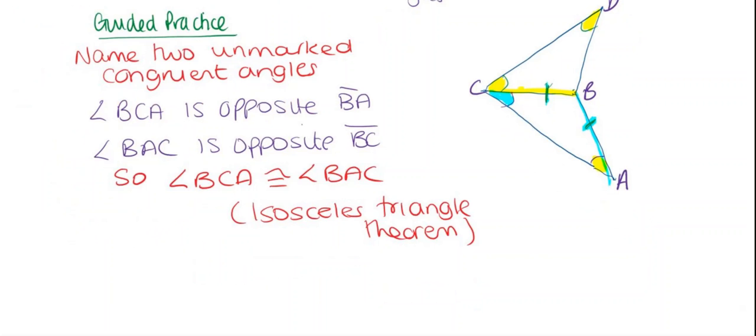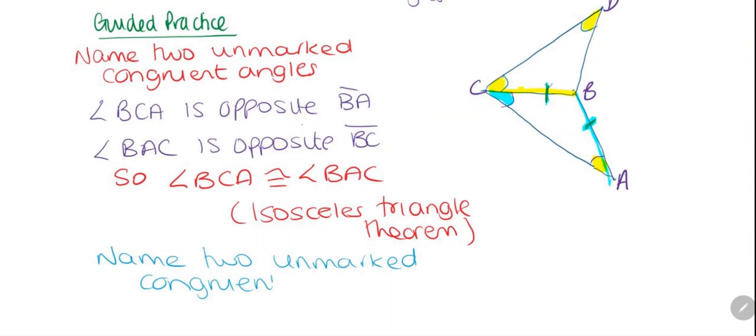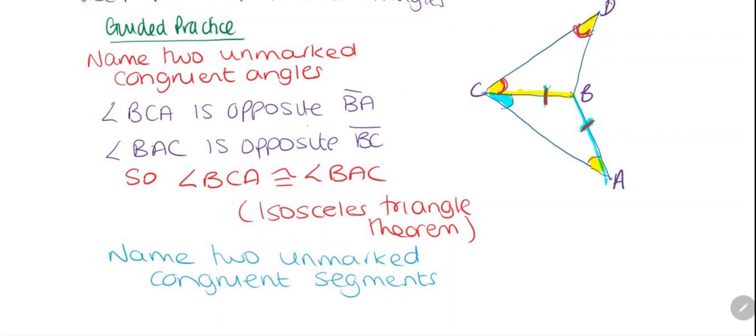Okay, so now we need to name two unmarked congruent segments. If we look at our diagram, these here are marked, so we cannot use those. But what we can do is look at these angles that we have here. So let's have a look at those.